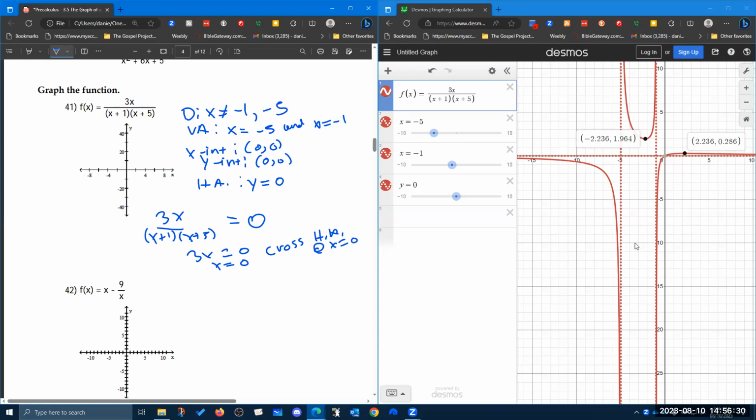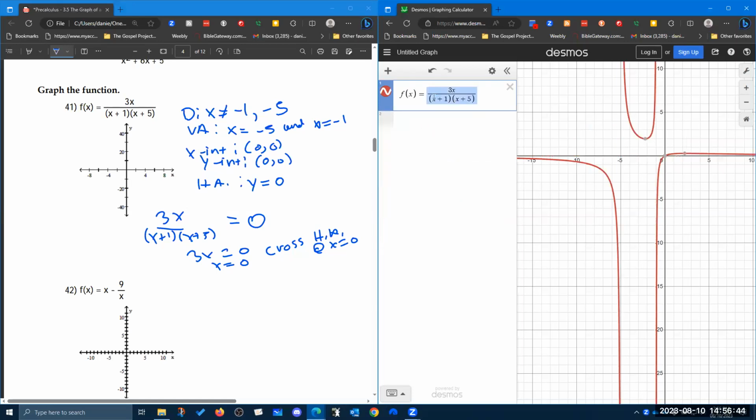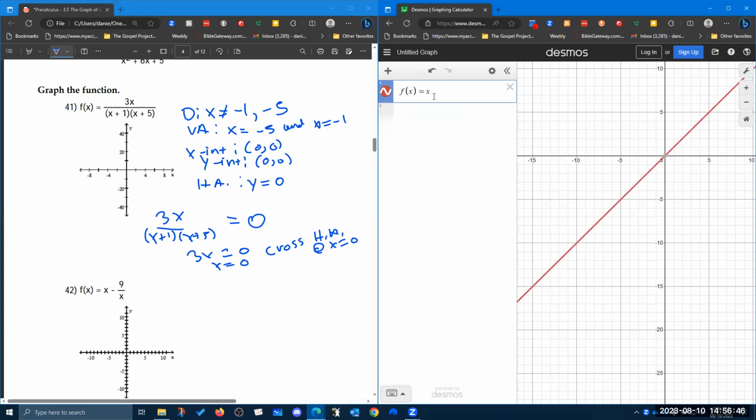Again, I'm going to let Desmos do all the graphing for me today. It makes much better graphs than I do, but you can sketch that picture on your own graph paper if you desire. Now let's go on to the next function.